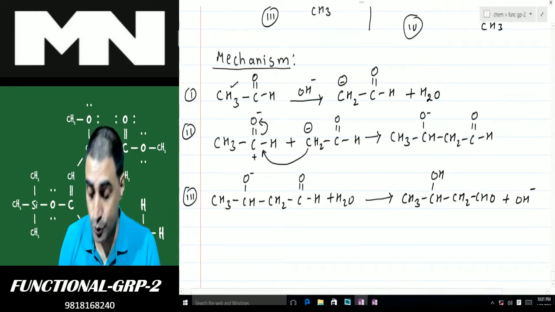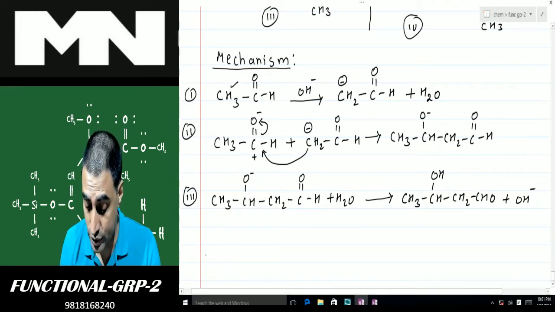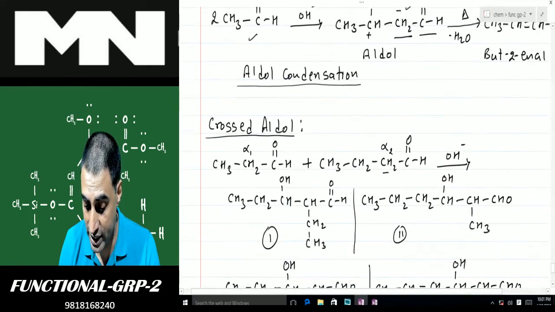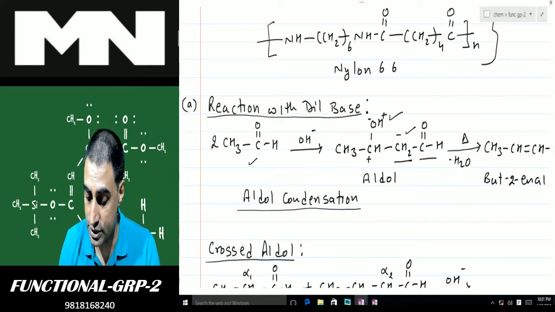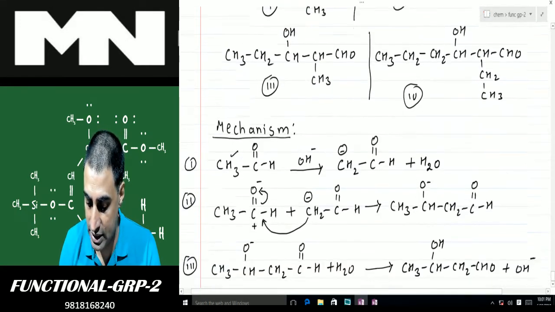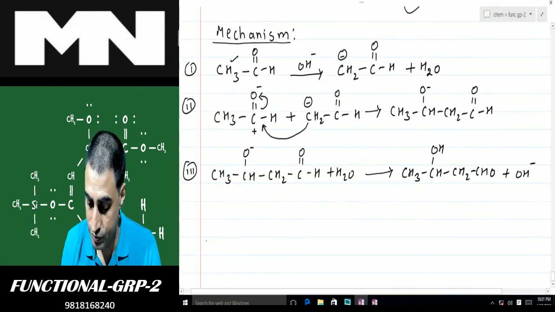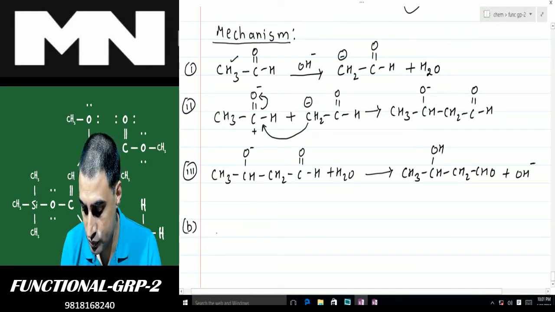The second reaction we'll see is the Cannizzaro reaction. In this type of reaction, the first one we had is aldol condensation with dilute base. Now we'll have reaction with around 50% base.